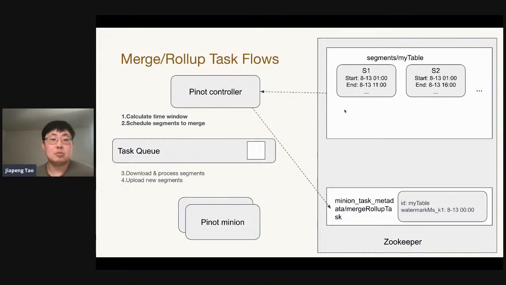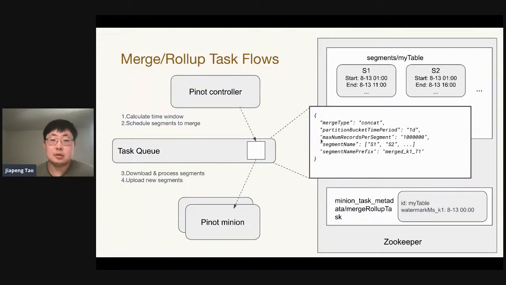In the cold start case, the controller will scan through all the metadata of the segments, get the minimum start time and round that time to the nearest bucket. In this case, the window start time would be at the beginning of August 13th. That will be the start time of the window, and the end time will simply be the start time plus the bucket time. Also, as part of the controller job, it will save the watermark in Zookeeper.